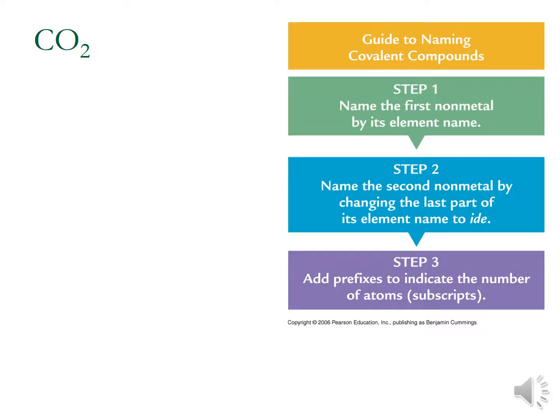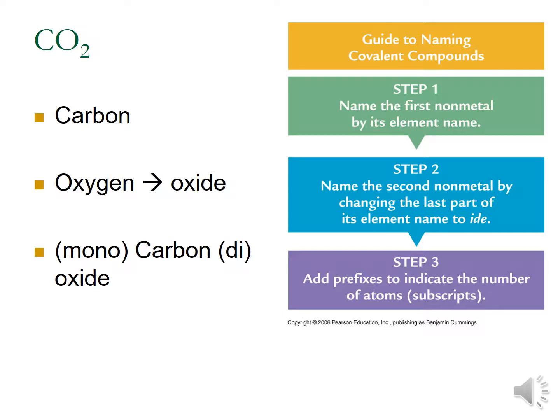Here we have 1 carbon and 2 oxygens. So the carbon, because it is monocarbon, we drop the mono, we just say carbon. And then there are 2 of the second, oxygen, so that's dioxide. Carbon dioxide. It would be monocarbon dioxide, but we drop the mono on the first one, and we just call it carbon dioxide.